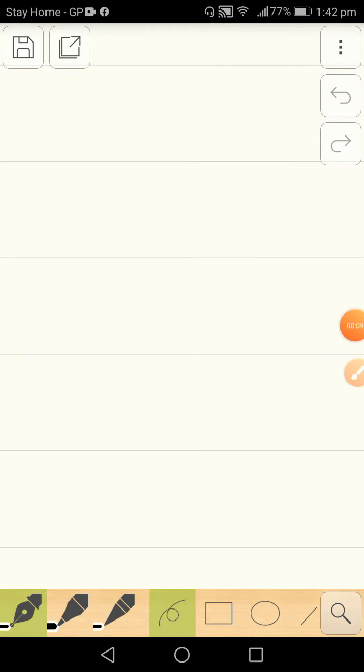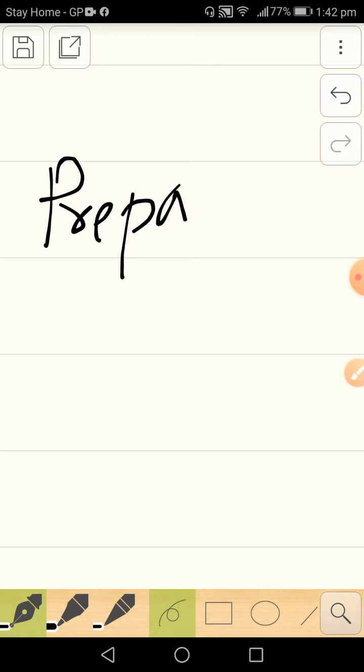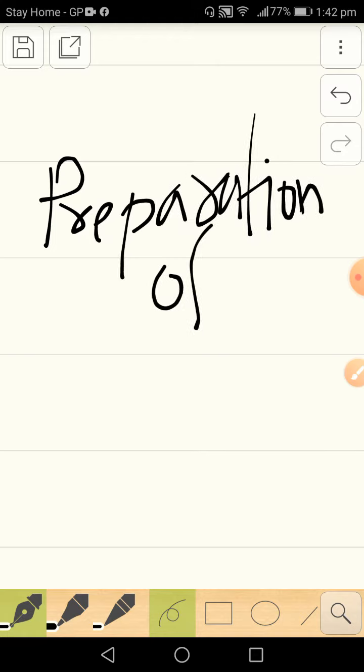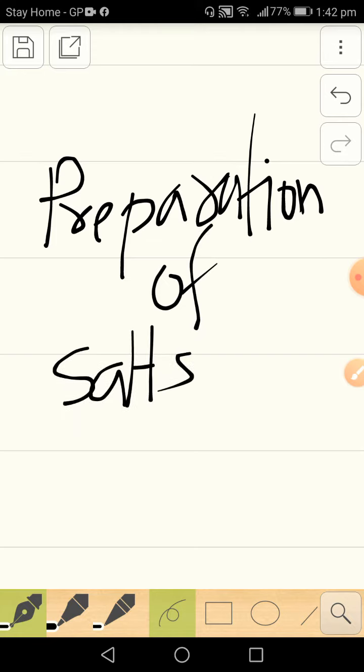Hello everyone. So this is our O-level chemistry class. The chapter that we were talking about was acid-base salts, and today our content is about the preparation of salts. We will be talking about preparation of various types of salts.